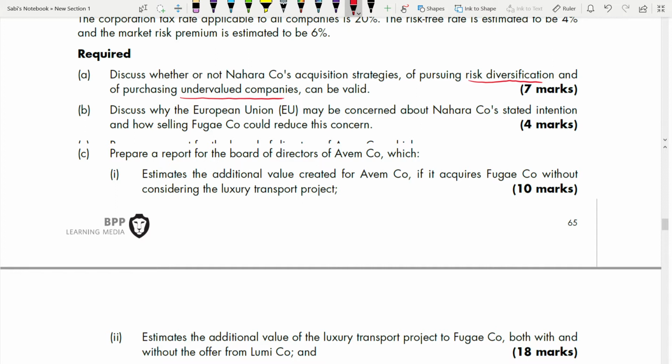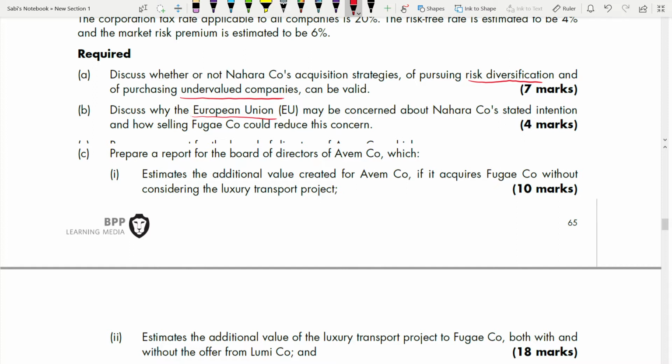Coming to part B, discuss why the European Union may be concerned about the company's stated intention and how selling the company could reduce this concern. So this is also about the European Union. Why will they be concerned when Nahara makes a statement that they want to sell this company? Fugai is a company which Nahara has acquired, and now they want to sell it. But this Fugai company is in the zone of the European Union. So now you have to discuss why the European Union will be concerned.